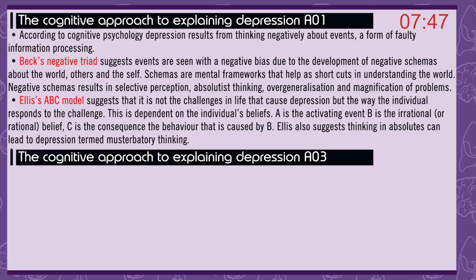Ellis's ABC model suggests that it's not the challenges in life that cause depression, but the way the individual responds to the challenge. This is dependent on the individual's beliefs. A is the activating event, B is the irrational or rational belief, C is the consequence, the behaviour that is caused by B. Ellis also suggests thinking in absolutes can lead to depression, termed musturbatory thinking.